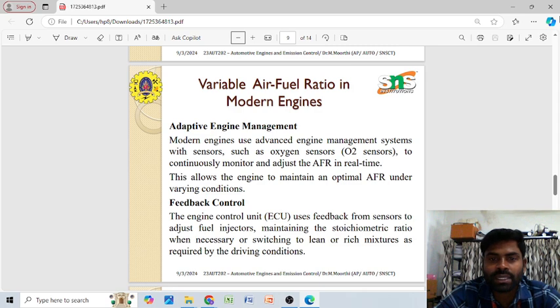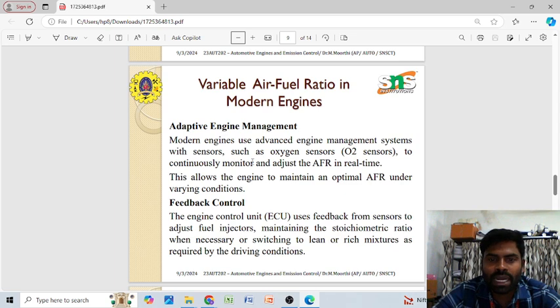That depends on the condition where we are going to use or run this vehicle, the type of fuel we are going to use, the environmental condition, and the engine condition. These factors will directly affect the air fuel ratio, and based on these demands and requirements, the engine will automatically adapt the air fuel ratio.